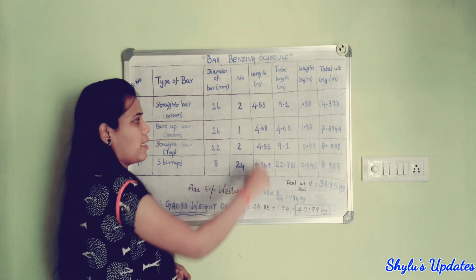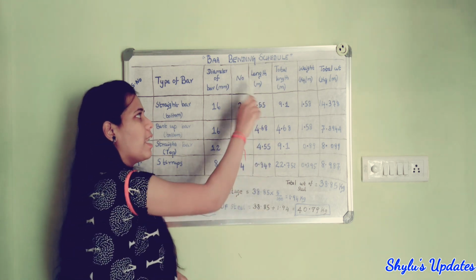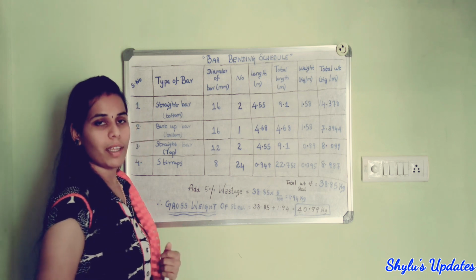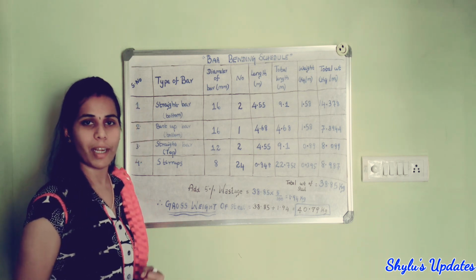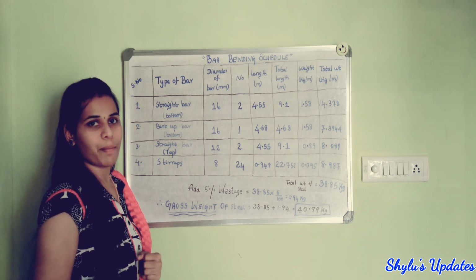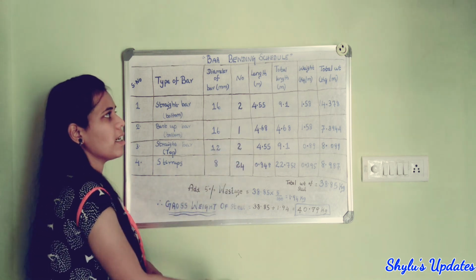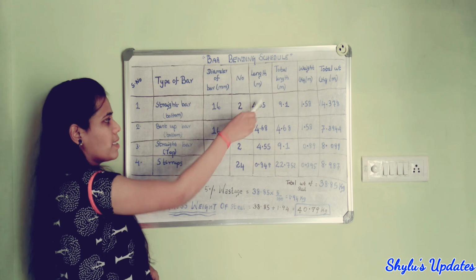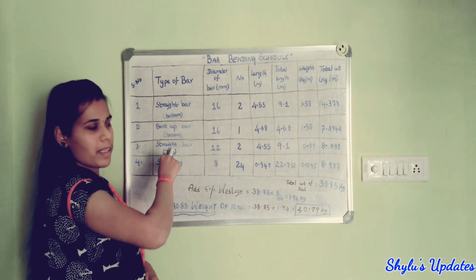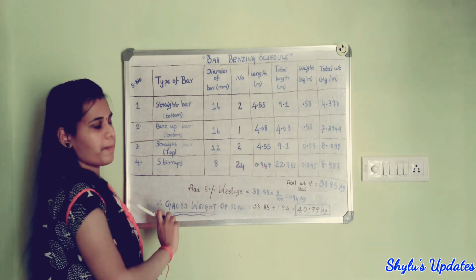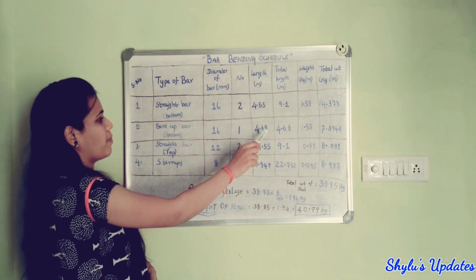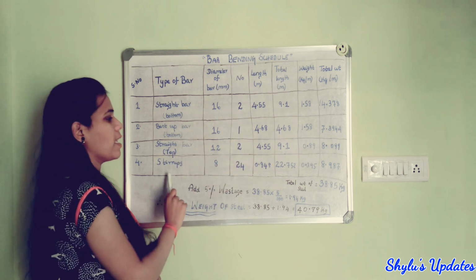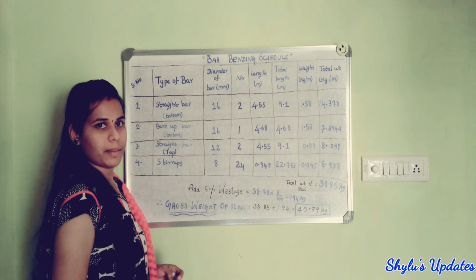Then, in the next column, we have to write the length of all the bars. We have found the cutting length of straight bar, bend up bar and also stirrup, isn't it? So that value we have to write here. So cutting length of straight bar, straight bar is 4.55 meter. And this one also straight bar, isn't it? So 4.55 meter. Bend up bar 4.68 meter. Then stirrup 0.94 meter.